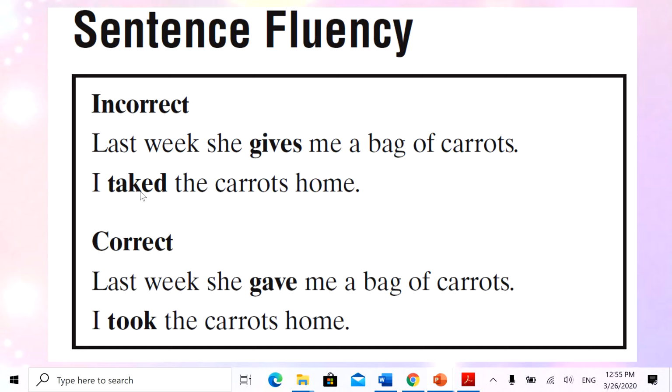I taked the carrots home. Can we say taked? Is take a regular verb? Of course not. It's an irregular verb. That's why we use the form took. I took the carrots home.